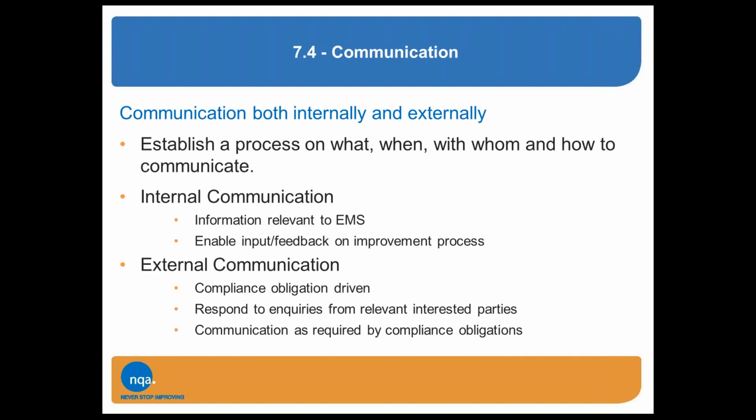Communication, both internal and external, establish a process on what we're going to communicate, when, with whom, and how. So there's these two tiers, internal and external. We need to establish a process. It doesn't have to be documented. It's up to you to decide how you wish to document it. However, the annex, interestingly, quotes again five things on our communication. Transparent.